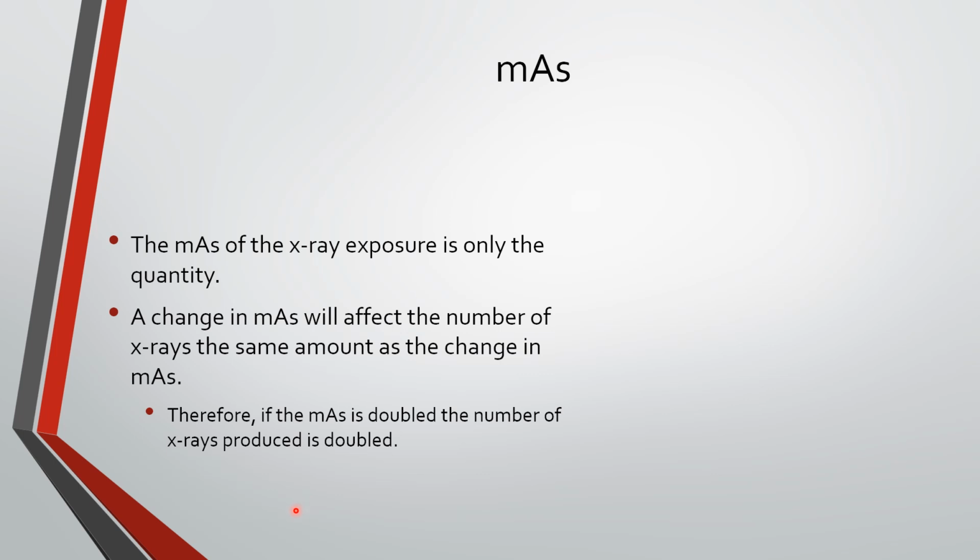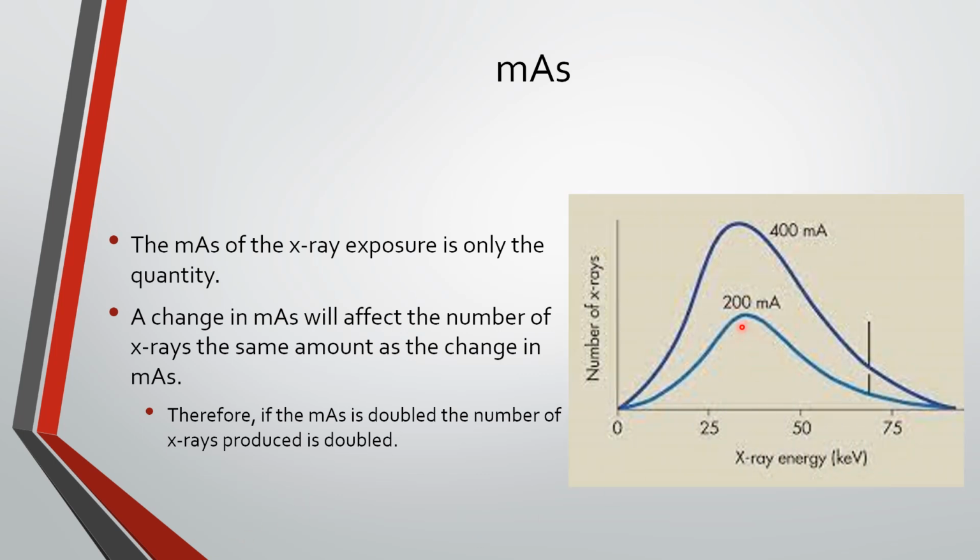So if the mass is doubled, the number of X-rays produced is doubled, and we can see that right here. This only says MA, but if we double the MA, we're also doubling the mass, okay? So it doesn't change the quality of the beam. The average energy of both of these will be the same. The peak energy will be the same, that's the quality of the beam, but the amount will double. So at every point there'll be twice as many. At each energy level there's going to be twice as many because we went from 200 to 400. We doubled the mass.